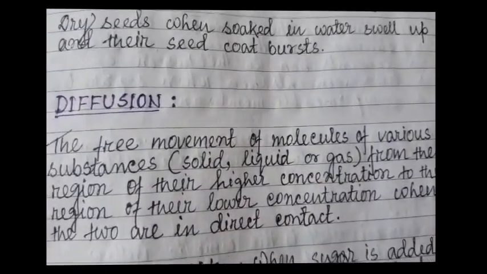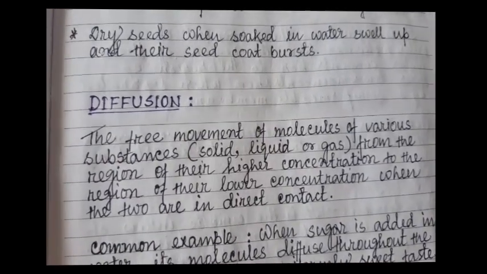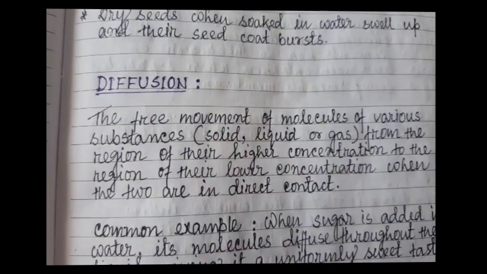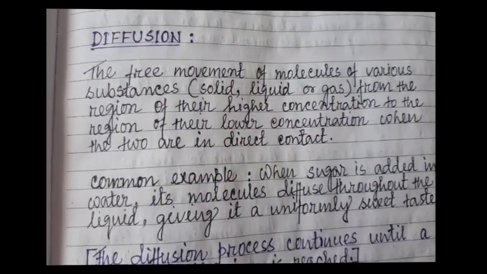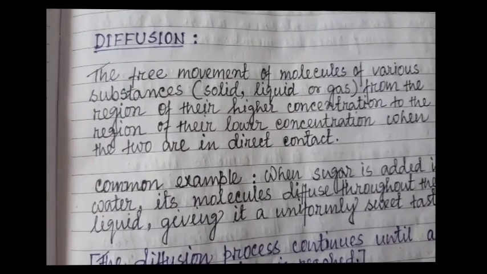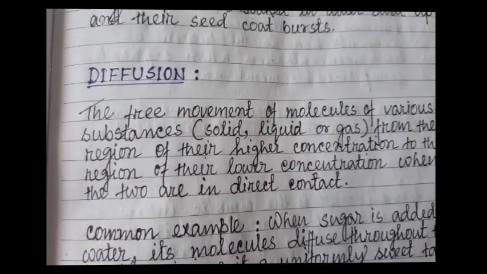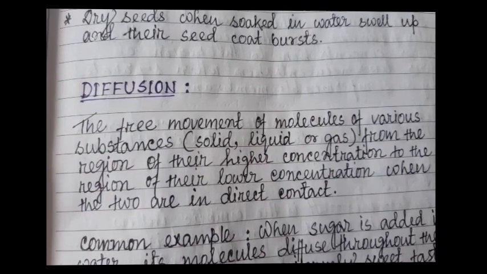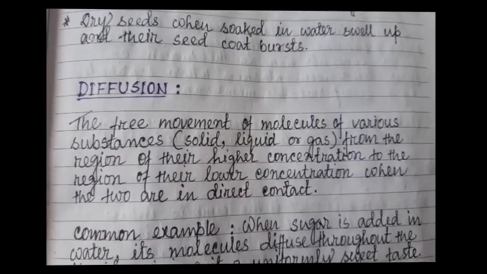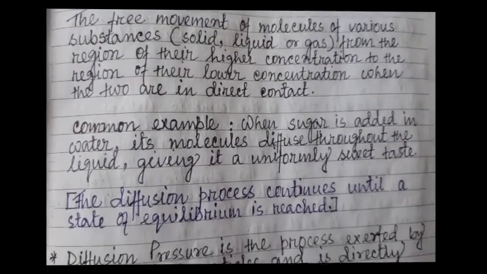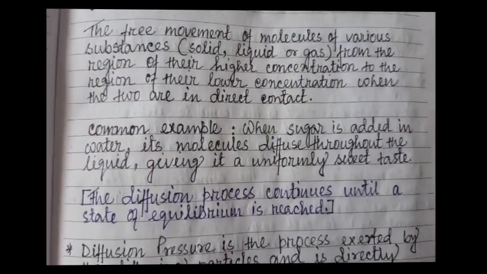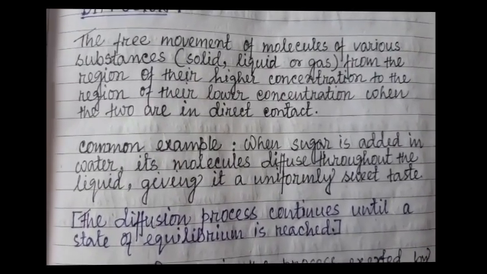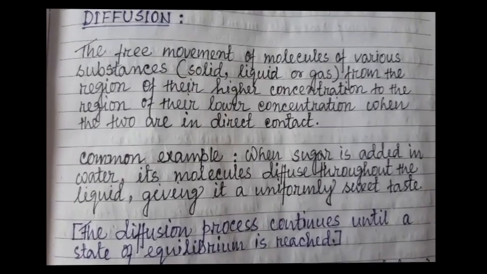Now the next process is diffusion. It is the free movement of molecules of various substances, that is solid, liquid or gas, from the region of their higher concentration to the region of their lower concentration when the two are in direct contact. So for diffusion to occur, the substances or solutions should be in direct contact with each other. A common example is when sugar is added in water, its molecules diffuse throughout the liquid, giving it a uniformly sweet taste.